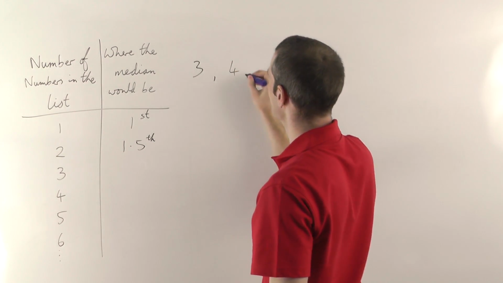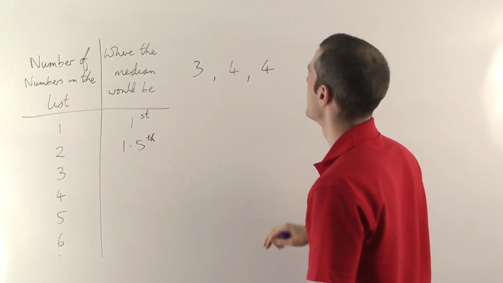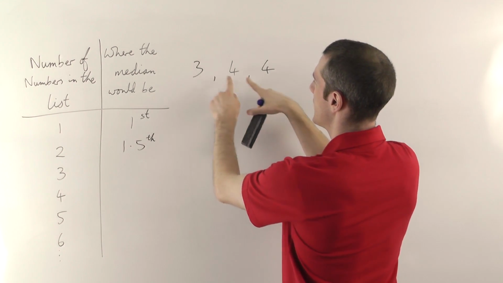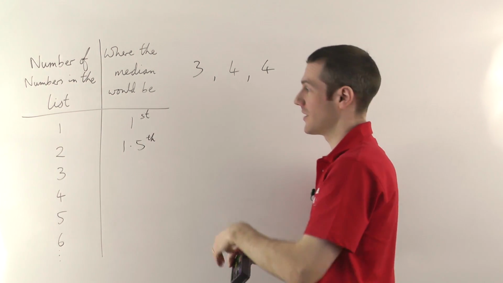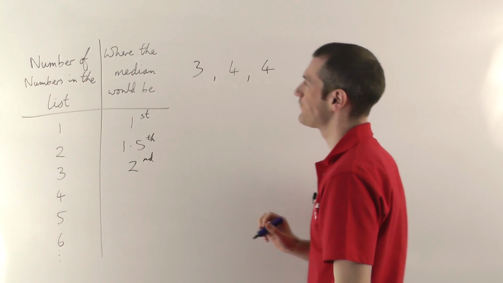So now let's move on to 3 numbers. If you've got 3 numbers in the list, so let's have another 4 now, then the middle number, if you pair your way in from the outside, is the second number in the list. So in this case, it's the second number.